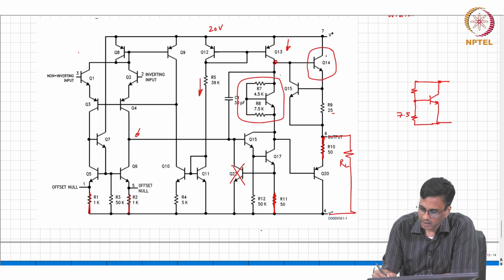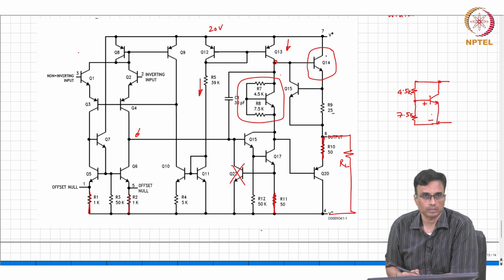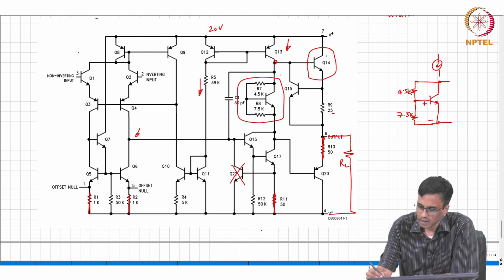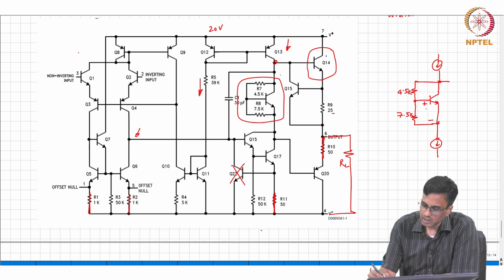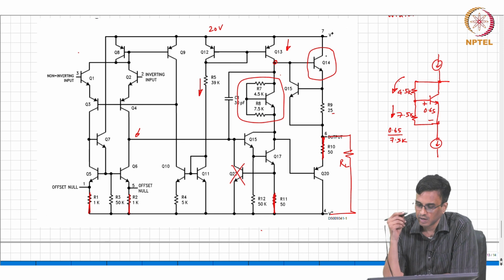So, this is 7.5 K, this is 4.5 K. So, what is this voltage? Some current is flowing. So, what is the voltage here? Base emitter voltage 0.65. So, what is the current flowing here? 0.65 by 7.5 K. What is the voltage across the 4.5 K?